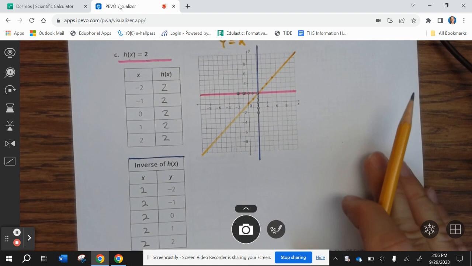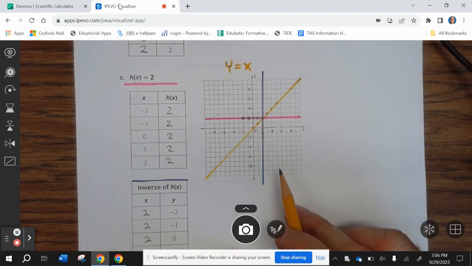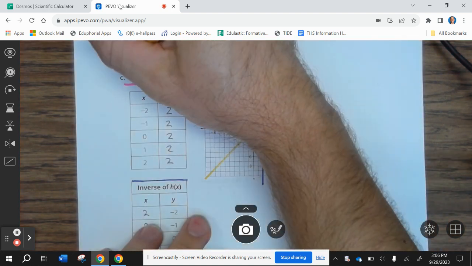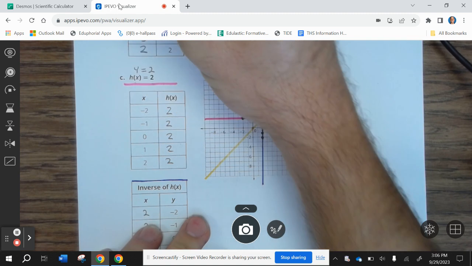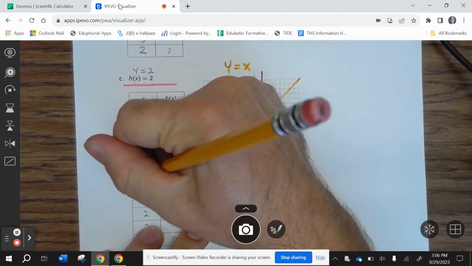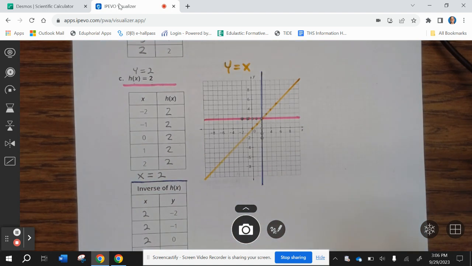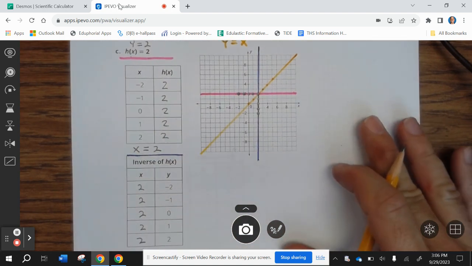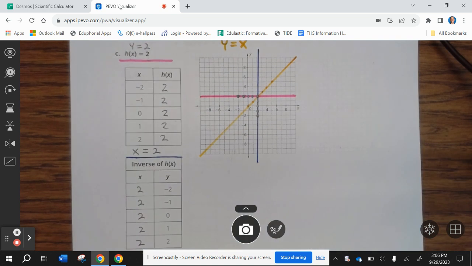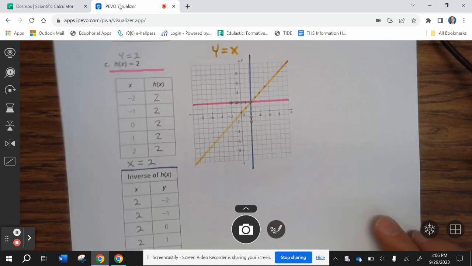Now, the inverse for this is in essence y equals 2, and the inverse is x equals 2. It's a unique case. Okay, go and finish up that. All right, let's take a look at the next page.